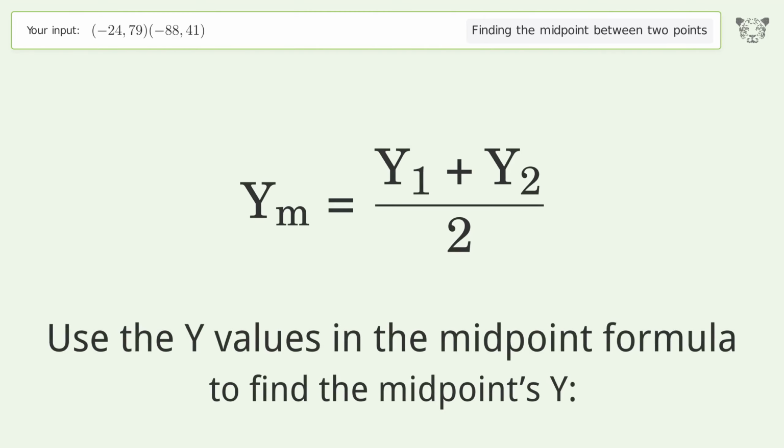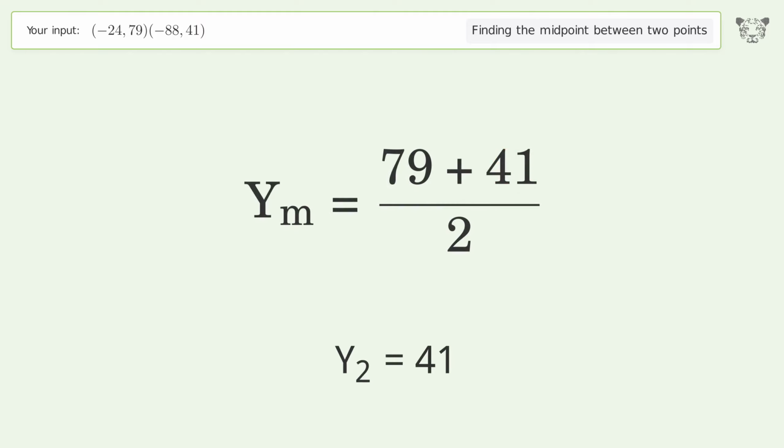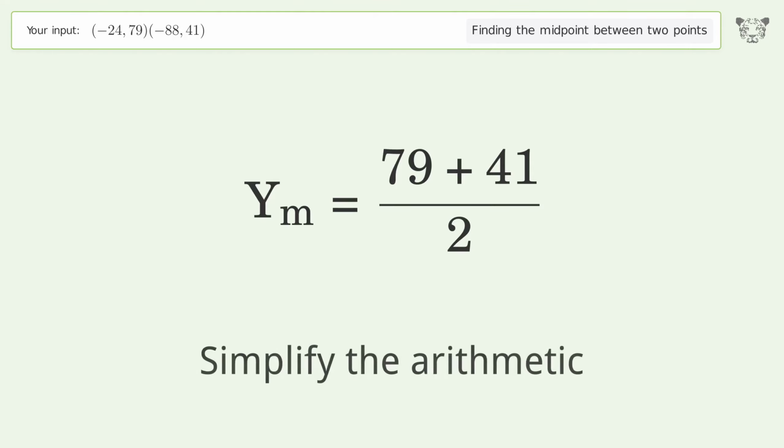Use the y values in the midpoint formula to find the midpoint's y. y1 equals 79. y2 equals 41. Simplify the arithmetic.